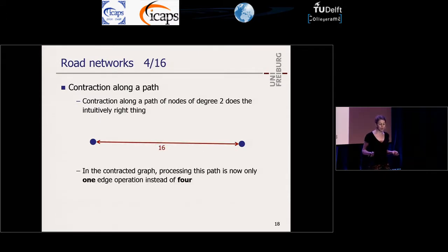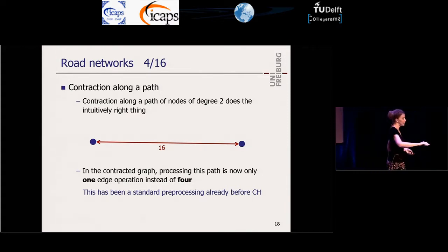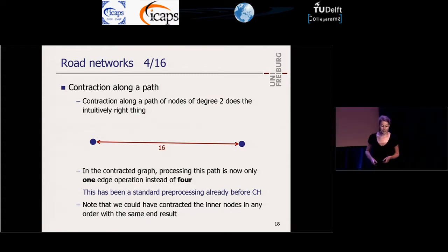And now what do we have in this super simple example? Now you have the same path with only one edge instead of 4. I mean, this is not what contraction hierarchy is about. This is just a check that it does the right thing in this scenario. This has actually been a standard pre-processing in every road planner, I guess. You take all these sequences of degree 2 nodes and contract them. Note that we could have contracted these in any order. It would have given the same result.